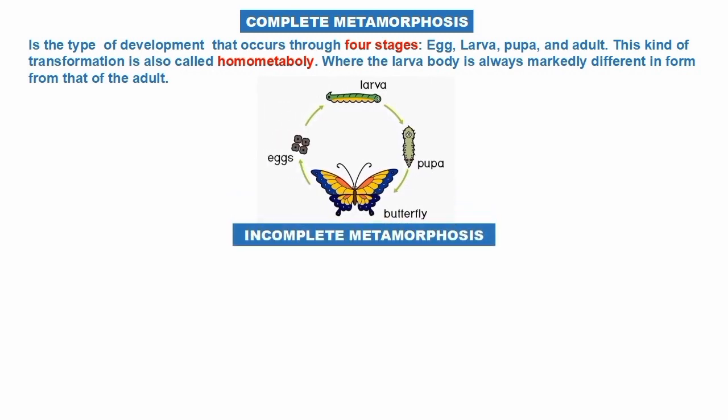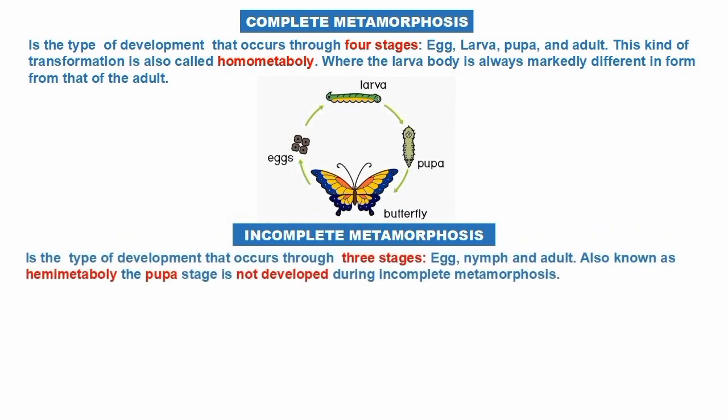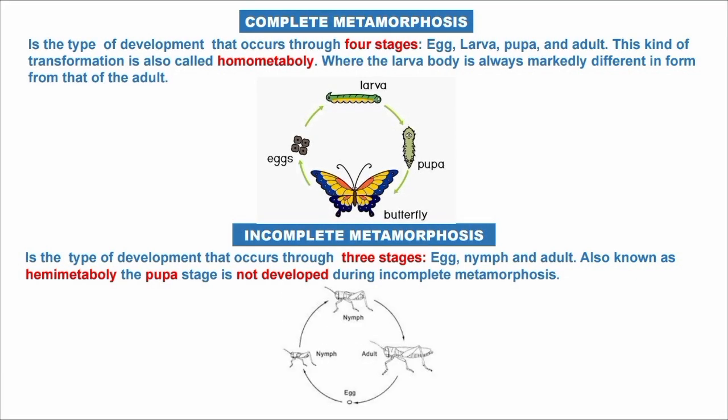This kind of transformation is also called holometabole, that is complete metamorphosis, where the larva body is always markedly different in form from that of the adult. These are the typical structure and overview of complete metamorphosis in 4 stages: egg, larva, pupa, butterfly. That is the life cycle of complete metamorphosis.